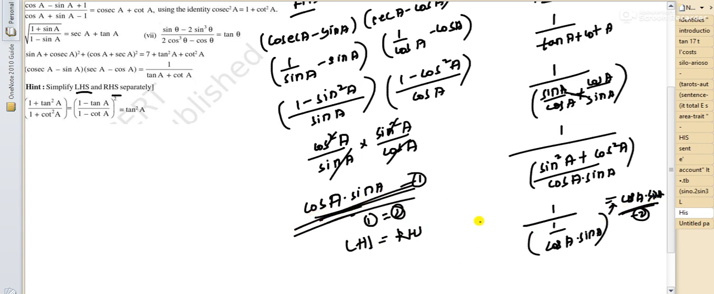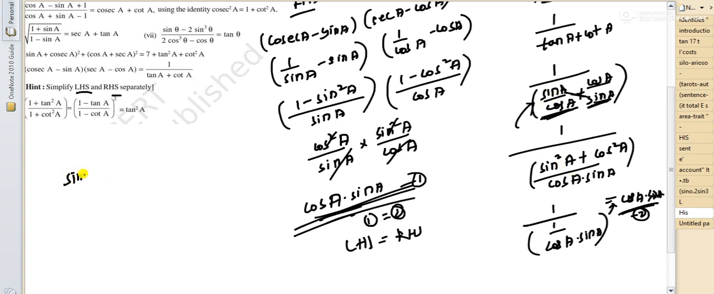Just look at that. Okay, I hope you have understood this. And if you are getting confusion over here about how we got sine square, see, whenever you have something like this, you have to multiply this whole with LCM.